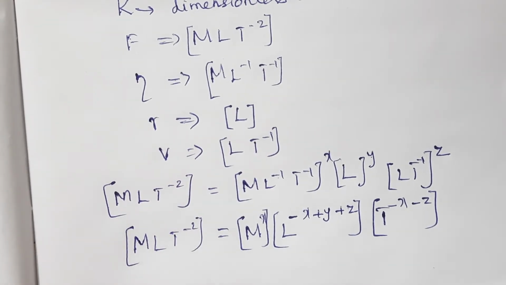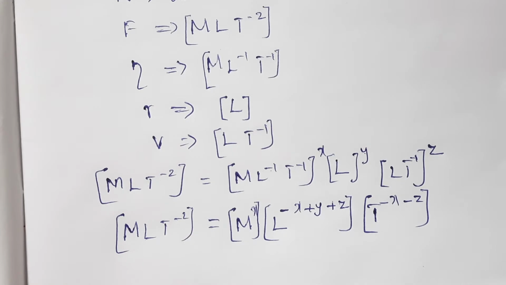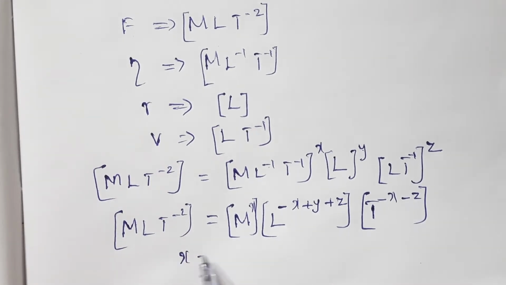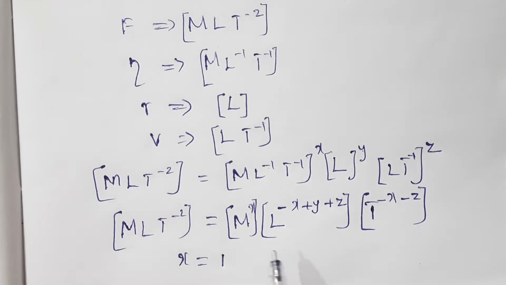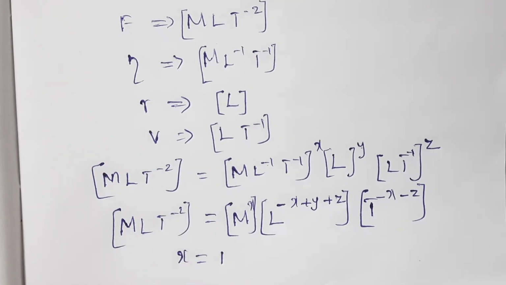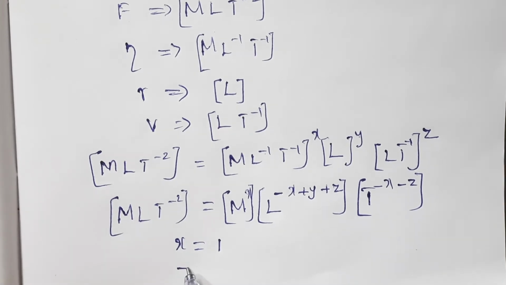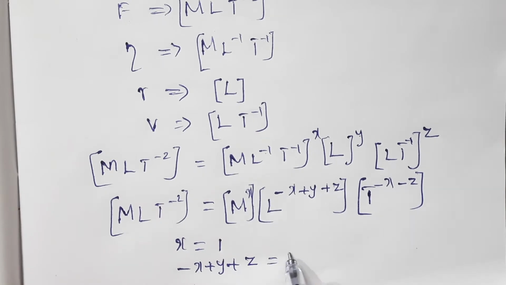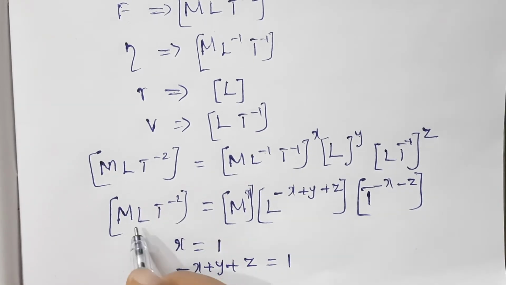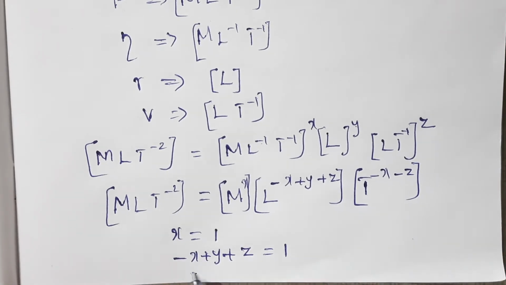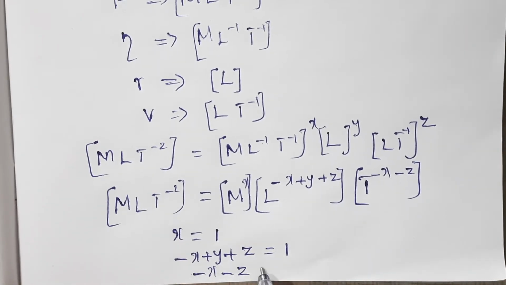Now if you equate the powers on both sides, equate the power of M: x is equal to 1. Then minus x plus y plus z is equal to 1. Next, minus x minus z is equal to minus 2.